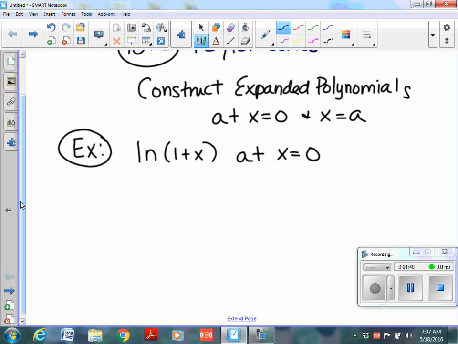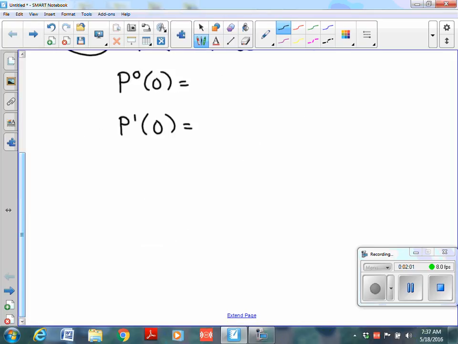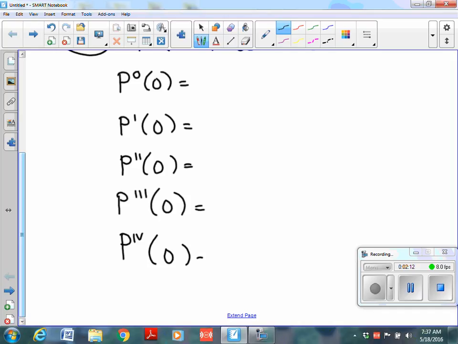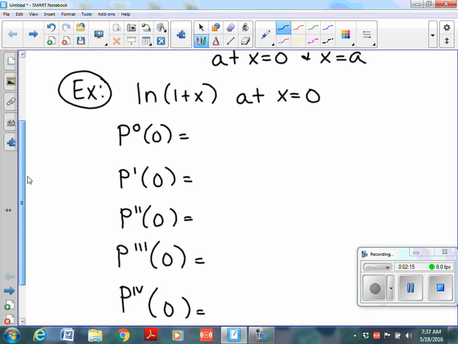It doesn't matter what letters you use, but I'm going to do p sub 0 of 0. And then you're going to do p sub 1 of 0. And then the polynomial of the second derivative of 0. And the third. And we'll get to the fourth one. Okay, so p sub 0 means the initial equation, and this is the initial equation. All you're going to do is put 0 up there, and the natural log of 1 is 0. So I'm done with that one.